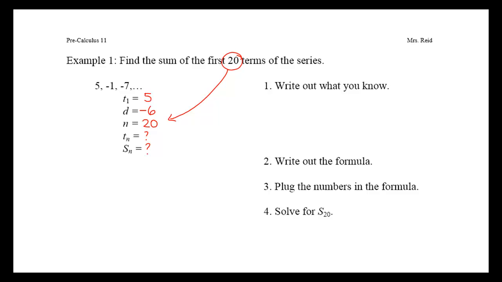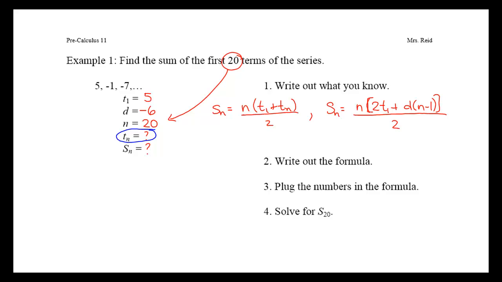So I have two formulas to choose from. The formulas were Sn equals n times T1 plus Tn, divided by 2, or the other one was Sn equals n multiplied by 2 times T1 plus D times n minus 1, all divided by 2. As you can see, since I don't know Tn, I can't use the first formula. So that's telling me I'm going to use the second formula instead.